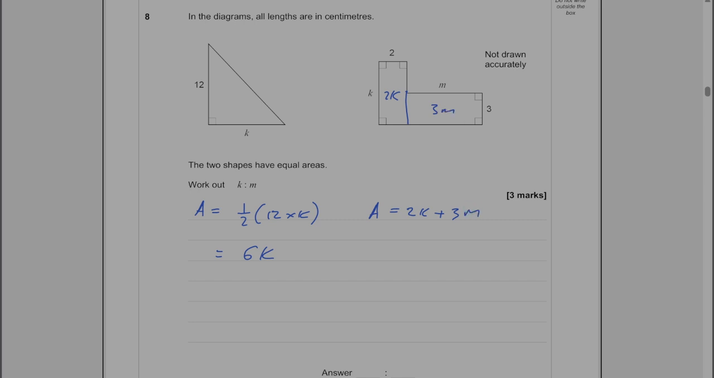And we're going to say that these two parts are equal. So 6K is going to be equal to 2K plus 3M. So 4K is going to be equal to 3M. Which means as a ratio, we can say that K to M is going to be 3 to 4.